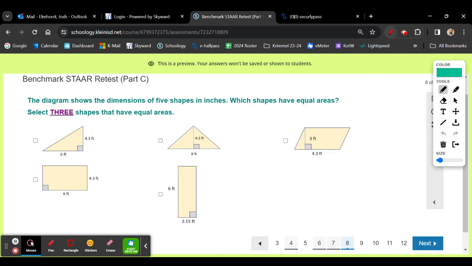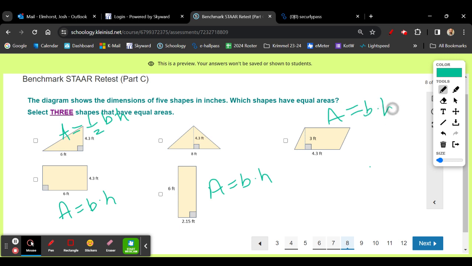And we're setting up to find the area. So just identify our shapes. Area equals 1/2 base times height. Area equals base times height. Area equals base times height. And this is not a trapezoid, it's a parallelogram. So this is area equals base times height. And area equals 1/2 base times height for the triangles.